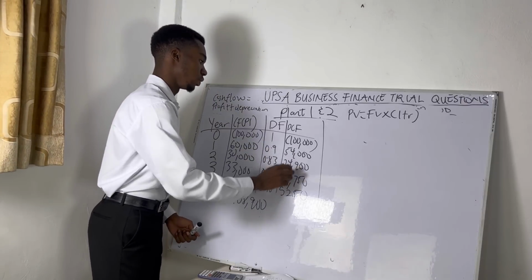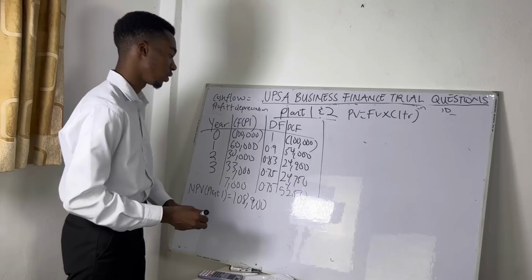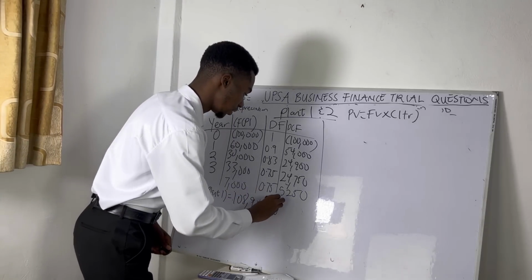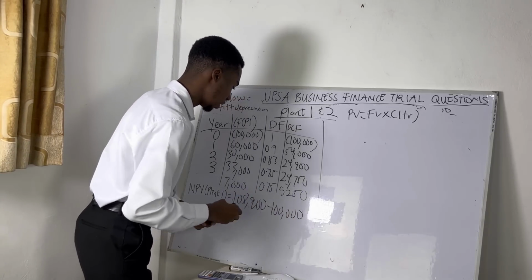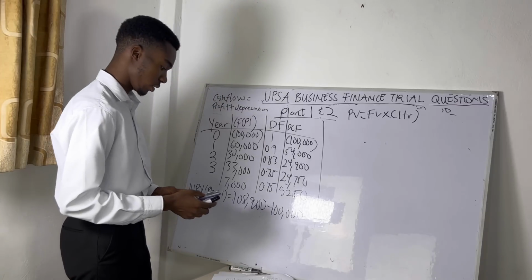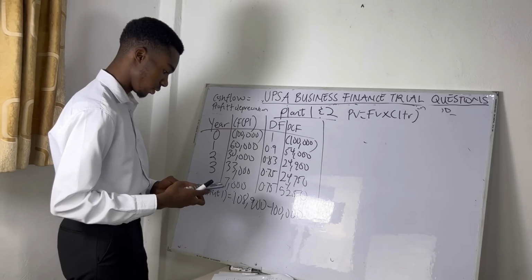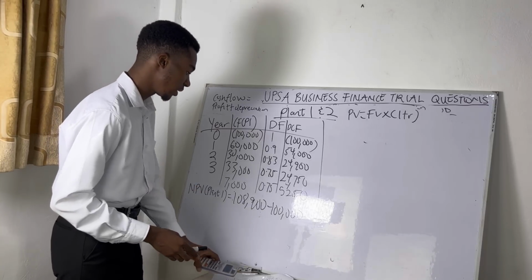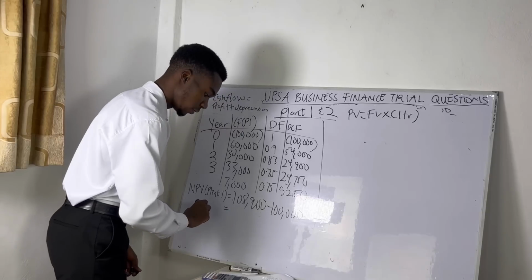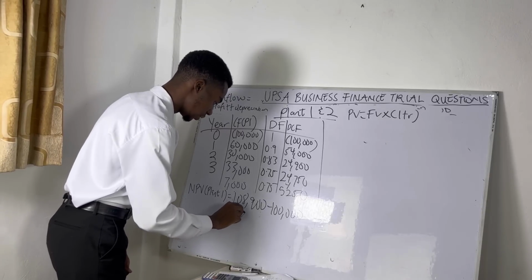This is for the cash flows. So we have to subtract the cost from it so that we see what you are getting in present day. So we have 108,900 minus 100,000. You're getting 8,900. So our NPV for plant 1 is 8,900.